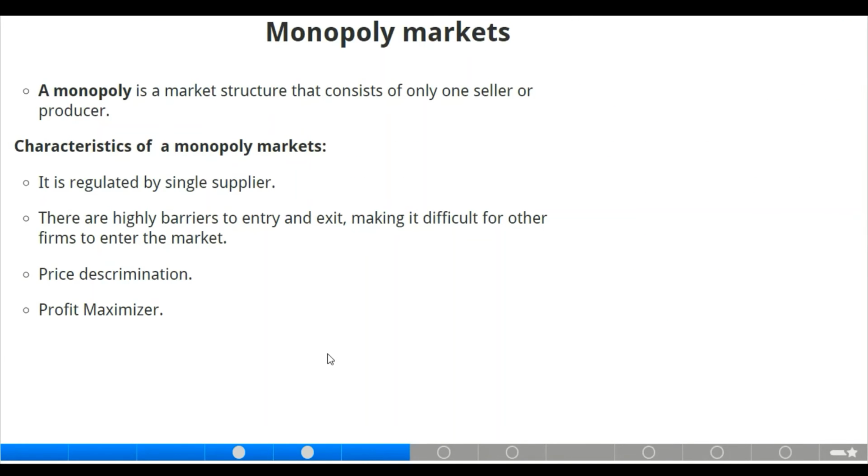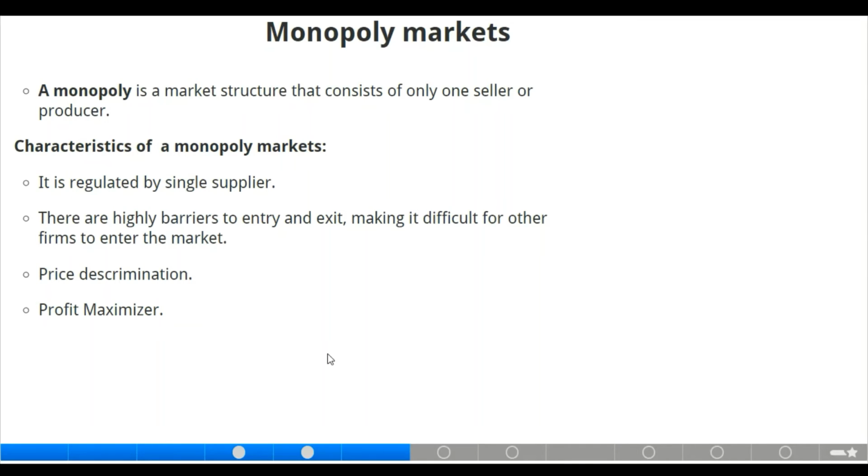Moving to the next slide, we now have the second category of our markets. We have monopoly markets here. Now, a monopoly market is a market structure that consists of only one seller or a producer. Now, what do we mean? A monopoly consists of just one seller. That means there will be a lot of buyers in the market.